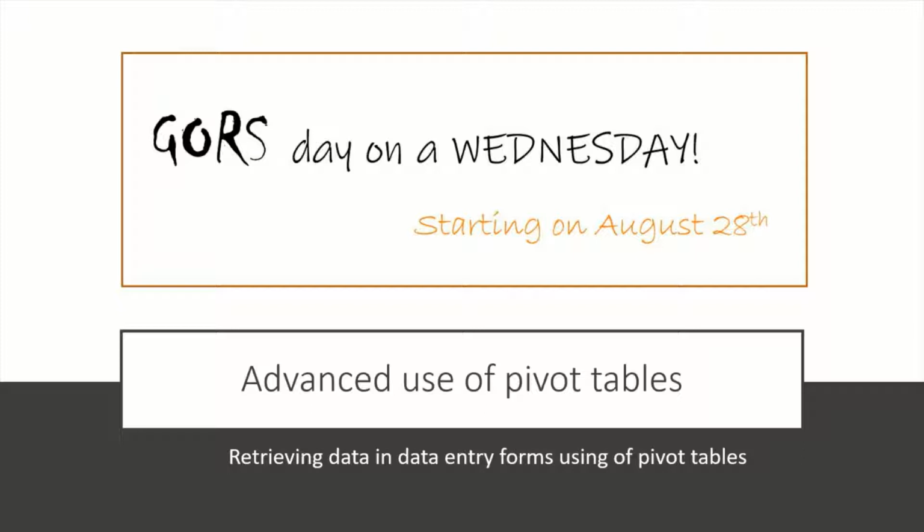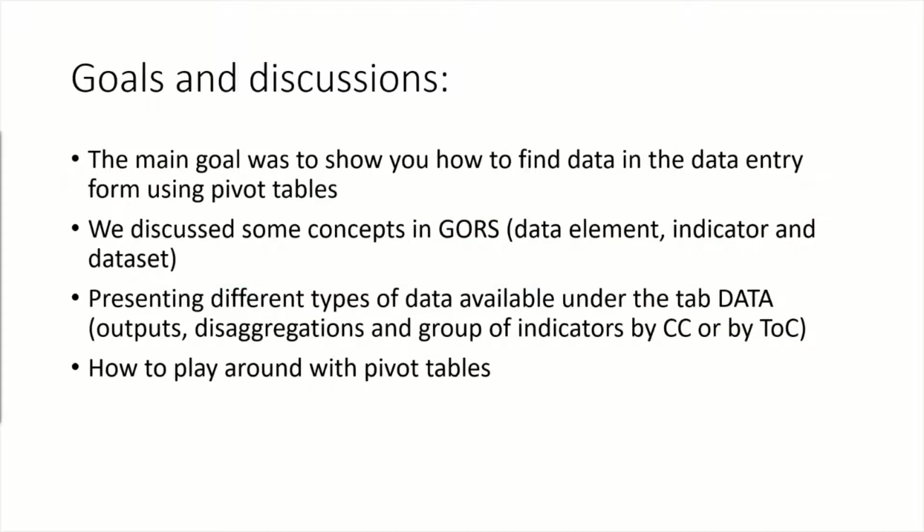This webinar is about advanced use of pivot tables. The main goal was to show you how to find data in the data entry form using pivot tables. We also discussed some concepts in GORS, such as data element, indicator, and dataset. We present different types of data available in the pivot table under the tab Data, and we discuss what it is and what it means, and we went on how to play around with pivot tables.